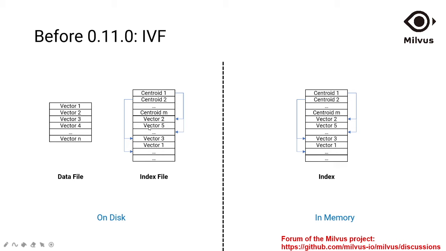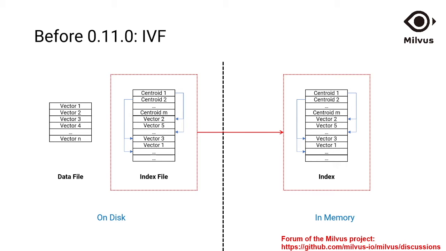The second part is the index entries. To improve the I/O performance, we increase the data locality here. Vectors in the same inverted list are stored closely in this part. Milvus loads the index file into the memory with the same structure as it is on disk.